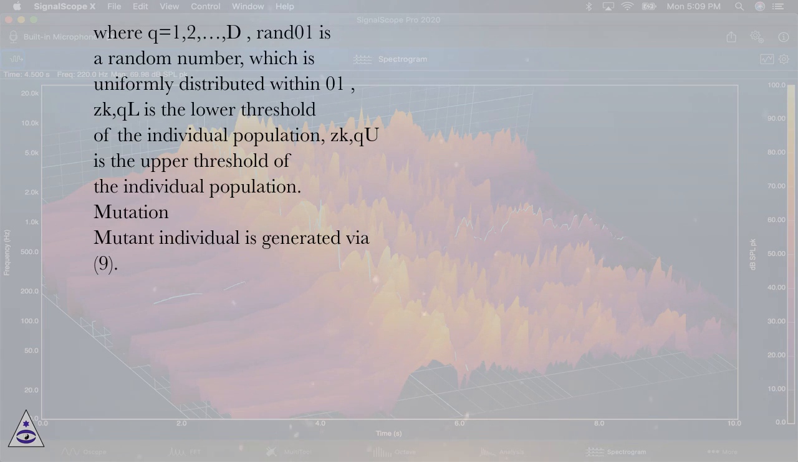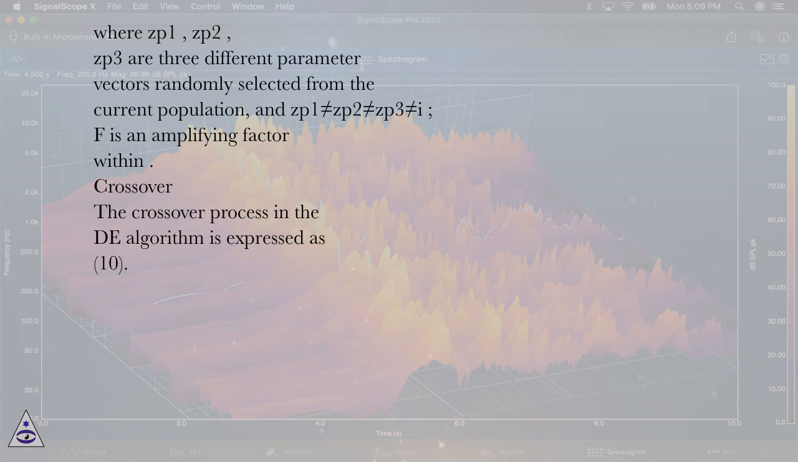Mutation. The mutant individual is generated via Equation 9, where Z_p1, Z_p2, Z_p3 are three different parameter vectors randomly selected from the current population, and p1 does not equal p2 does not equal p3 does not equal i. F is an amplifying factor.